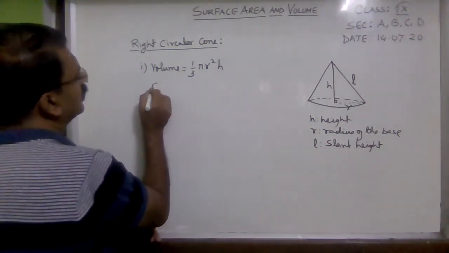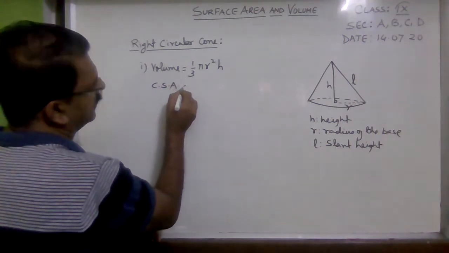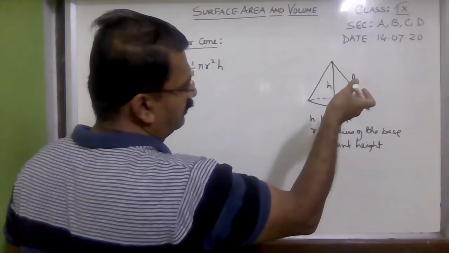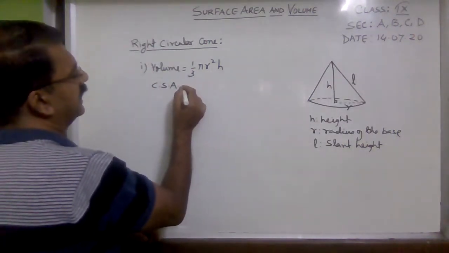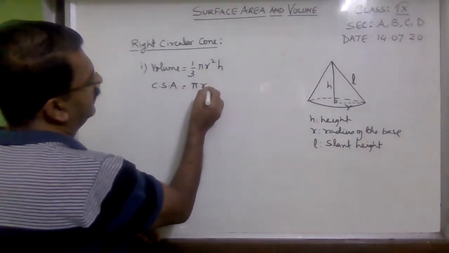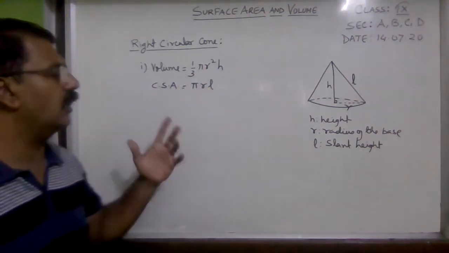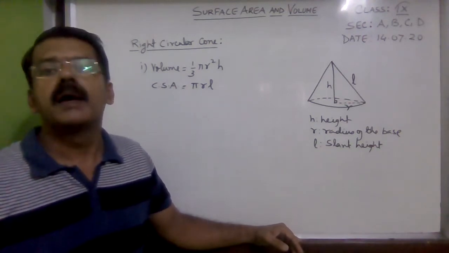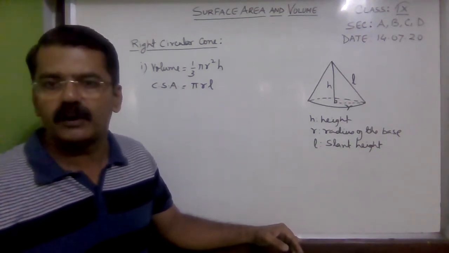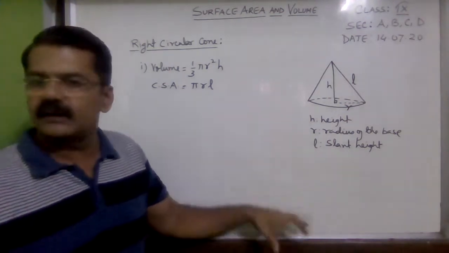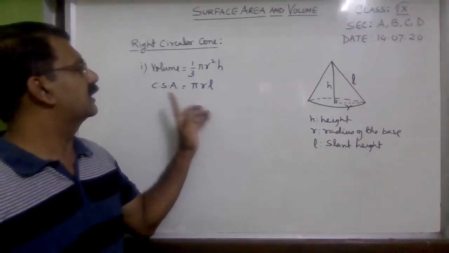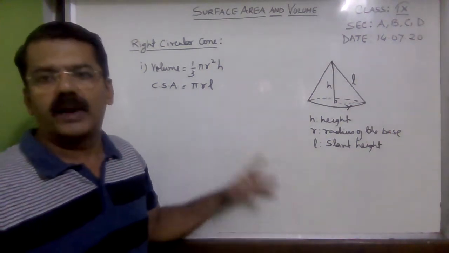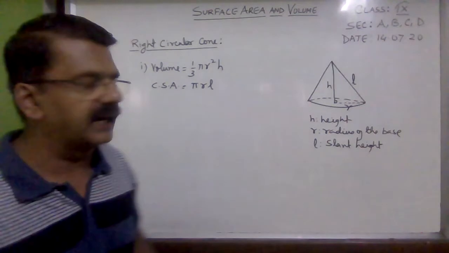Now curved surface area, that is this area, the curve, excluding the base because the base is flat. So the curved surface area of a cone is pi r l, where for pi we use 22 by 7. Sometimes it is given that pi is equal to 3.14, then we take that only, but otherwise pi is 22 by 7. So the curved surface area of this cone will be pi r l, where r is the radius of the base and l is the slant height.